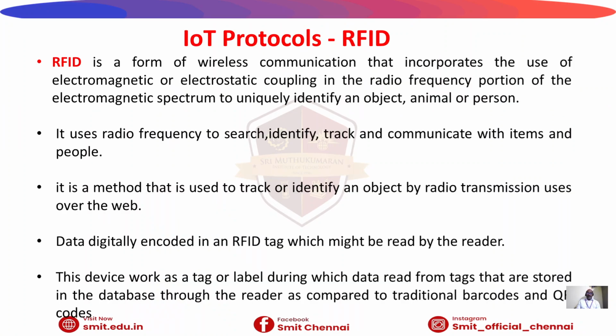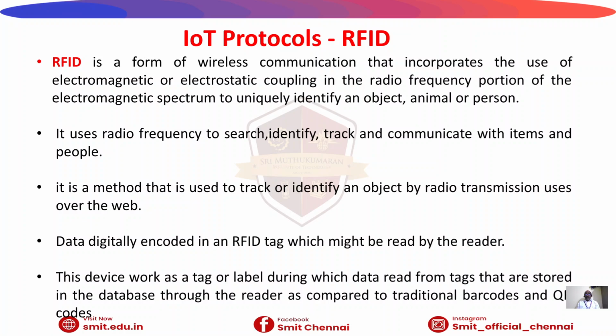IoT protocols: RFID is a radio frequency identification device. Its full form is a form of wireless communication that incorporates the use of electromagnetic or electrostatic coupling in the radio frequency portion of the electromagnetic spectrum to uniquely identify an object, an animal, or a person. It's mainly used to detect the presence of an object, an animal, or a person uniquely. So it has a unique identity, for which we are going to use this RFID.